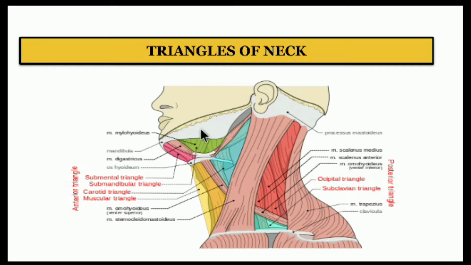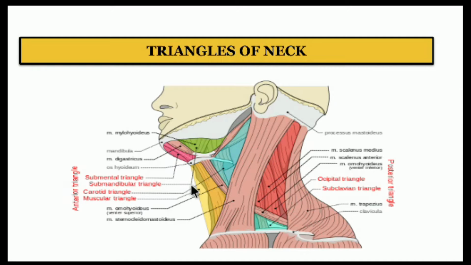Nidhi Tutorials. Today we will discuss the topic triangles of neck. The sternocleidomastoid muscle lies laterally at the side of the neck and it divides the side of the neck into two parts: in front of the sternocleidomastoid muscle and behind the sternocleidomastoid muscle.